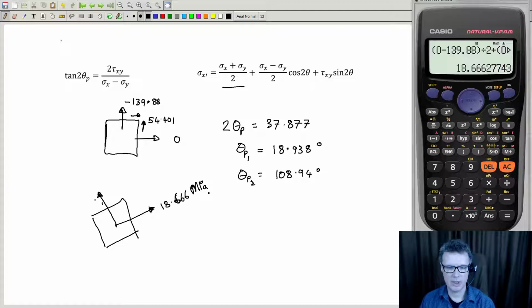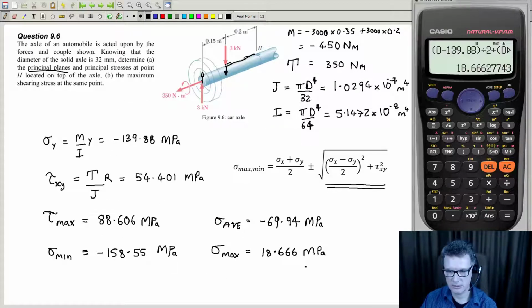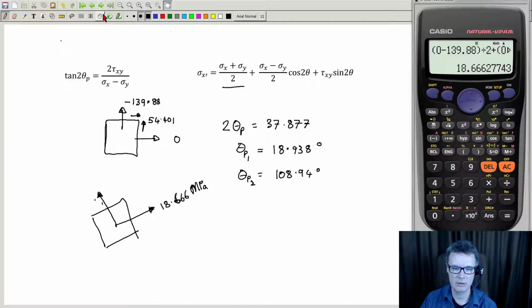I don't have to do all that calculation again, I will look back at my two results. So that's that one there, and the other one will be minus 158.55. We could have guessed this, couldn't we? 158.55, I think it was.